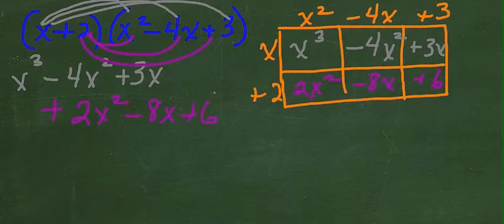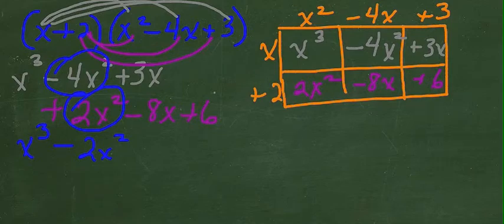2 times 3. Now the last step, of course, is going to be to combine like terms so that I can simplify the product that I've gotten. I'm going to start with x to the third, and then I see that I have negative 4x squared and 2x squared, which is negative 2x squared.